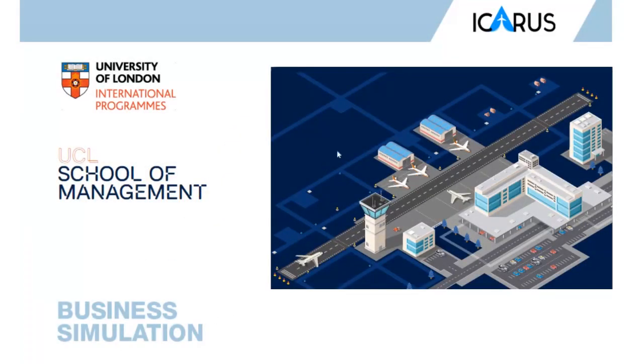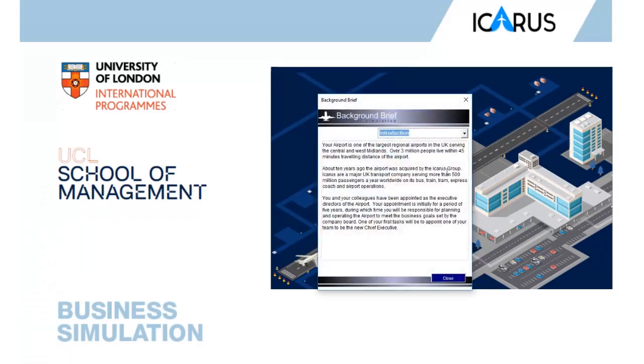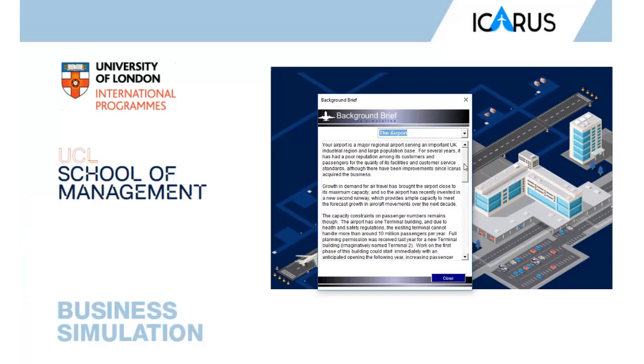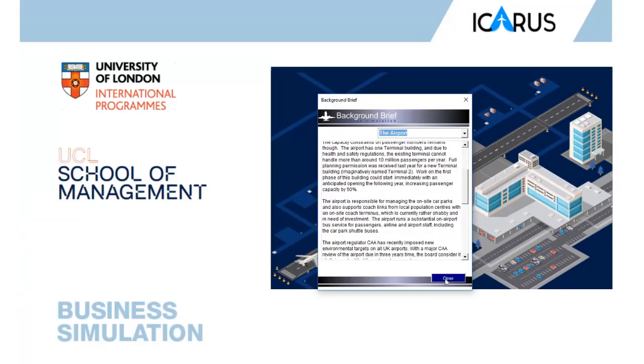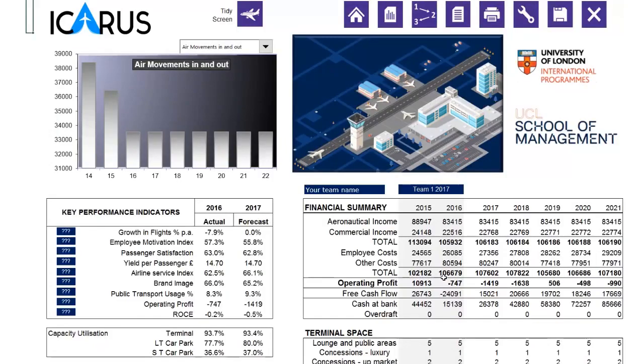If you just select the airport map, you'll see the background brief appear. You can read through that. And then you go to your main home page, which is where you can see your dashboard of information.